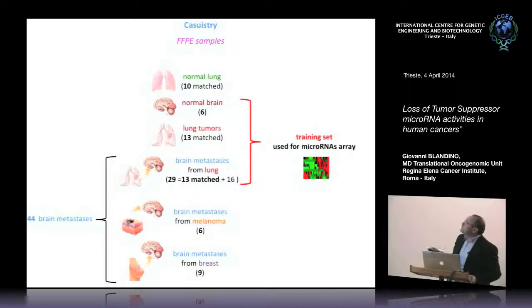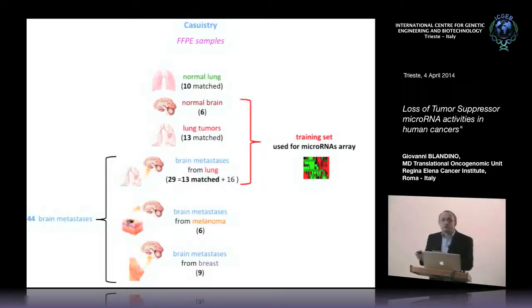Initially, we had a group of 13 lung primary tumors and their matched brain metastases. Of course, in our analysis we had additional controls: normal brain, not matched, and matched normal lung. We could also increase the number of brain metastases with an additional 16 brain metastases, of which we did not have the primary tumors.